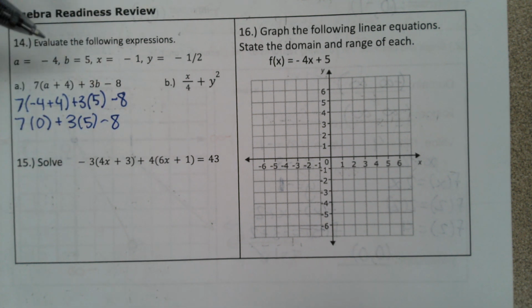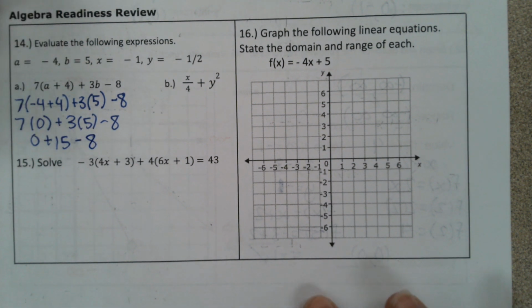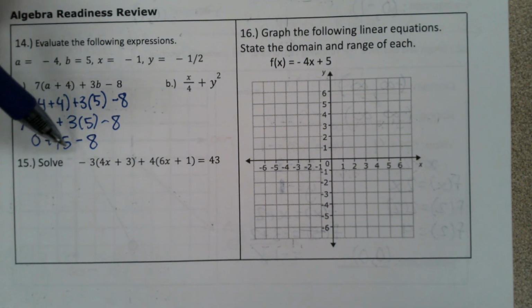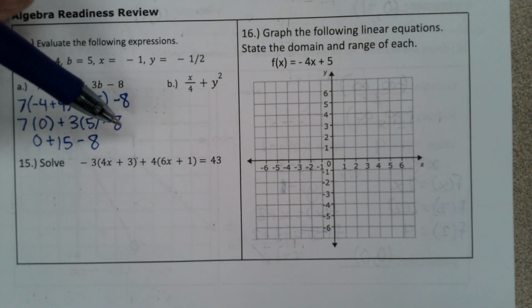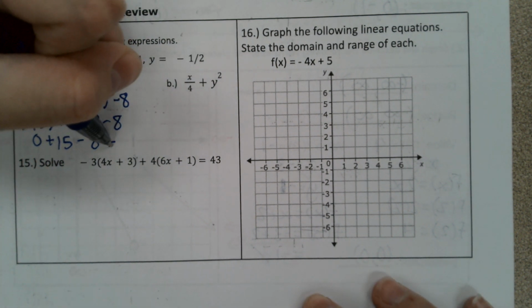Parentheses, exponents, we don't have any exponents. Multiplication, we have multiplication in 2 spots, so I'm going to multiply both of these. 7 times 0 is 0, plus 3 times 5 is 15, minus 8. Now we've just got addition and subtraction left, so we just do them from left to right. 0 plus 15 is 15, minus 8 is 7.